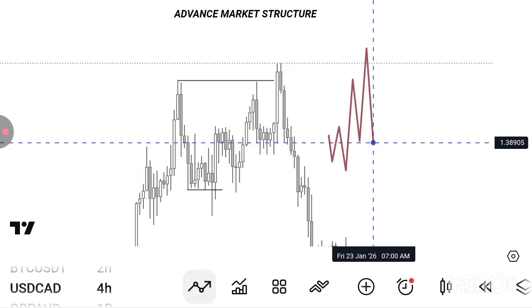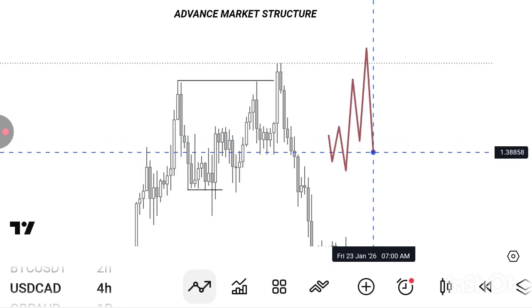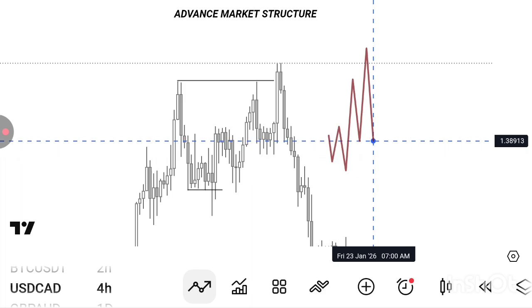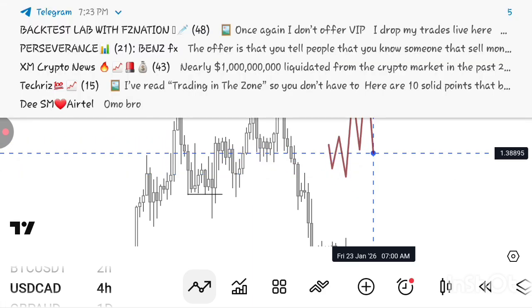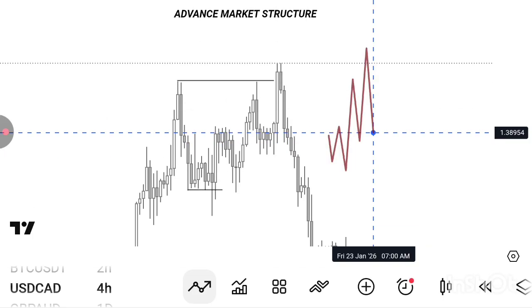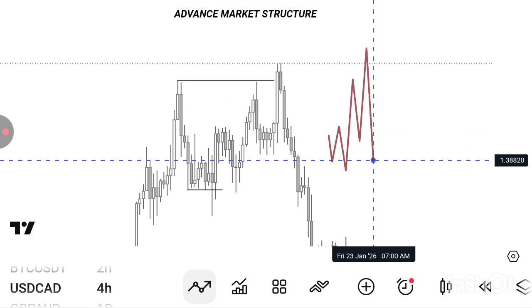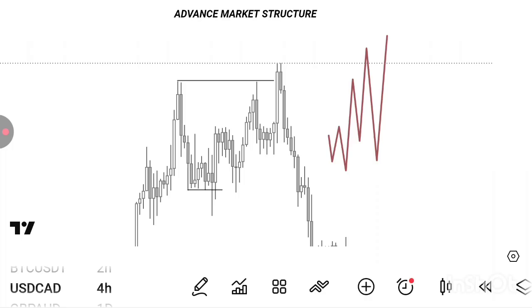We expect price to take this particular low out, then react from a key level closer to this internal range liquidity. After price reacts from it, what we then expect price to do is to what? Expand towards the what? External range liquidity. And where is our external range liquidity? This high here becomes our external range liquidity.